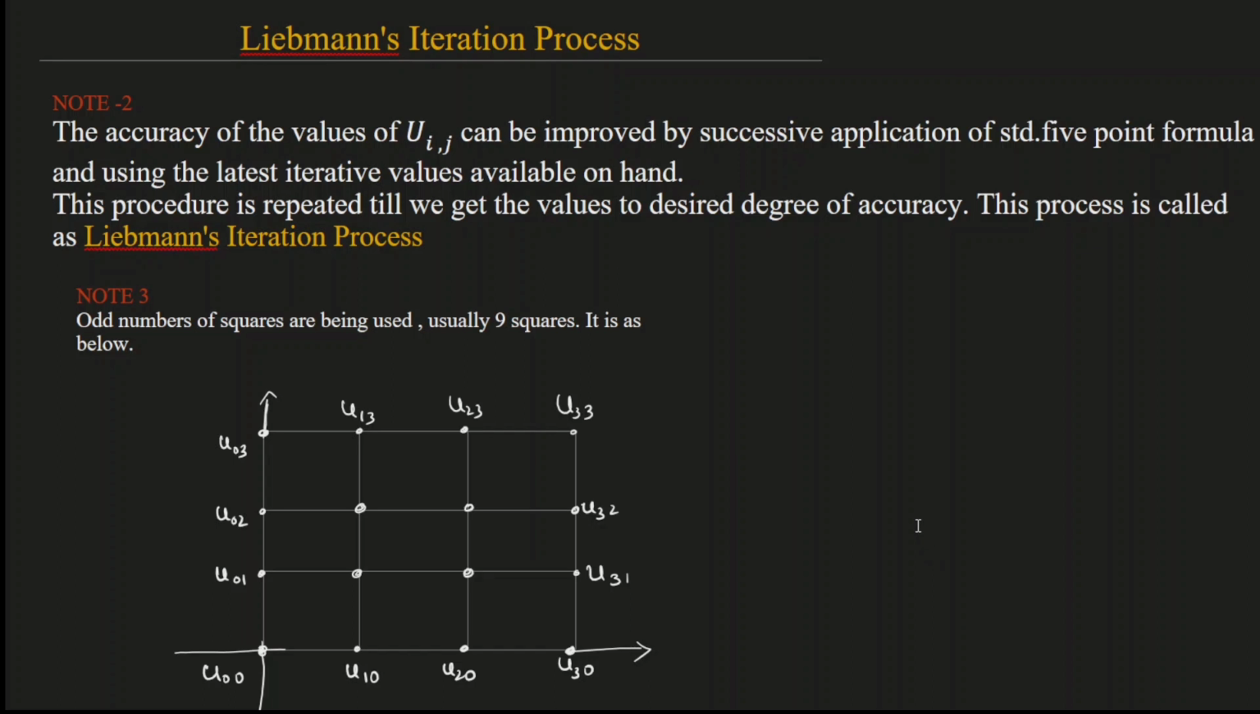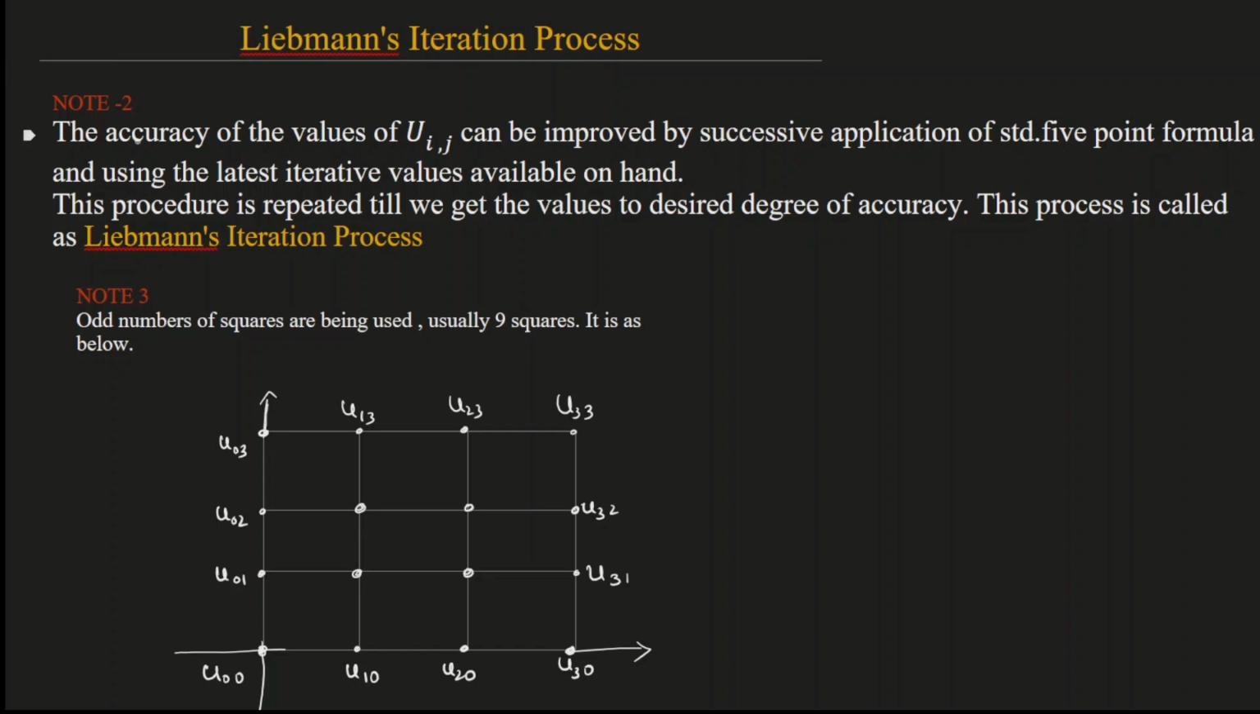In the previous class, we discussed how to derive the two-dimensional heat equation. In that, we arrived at the standard 5-point formula and the diagonal 5-point formula. In the last class, I mentioned that we'll discuss the Liebmann iteration process. Yes, what is the Liebmann iteration process?